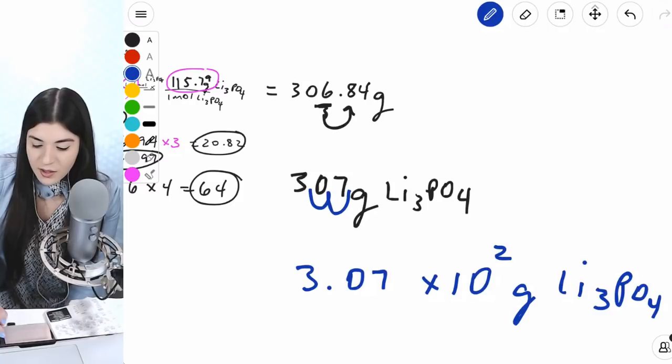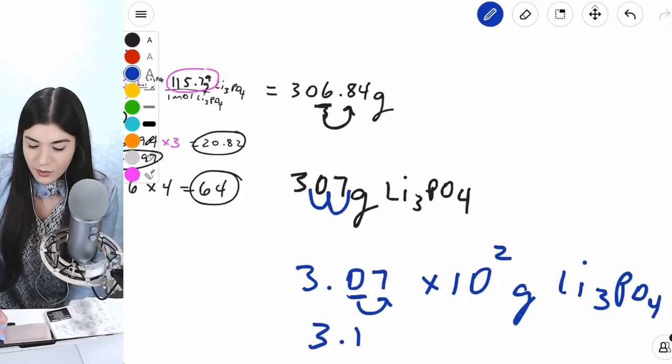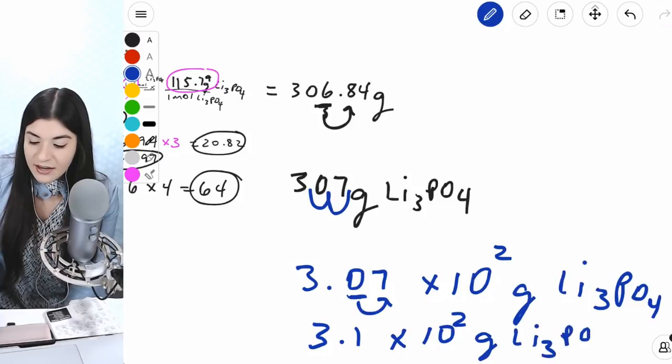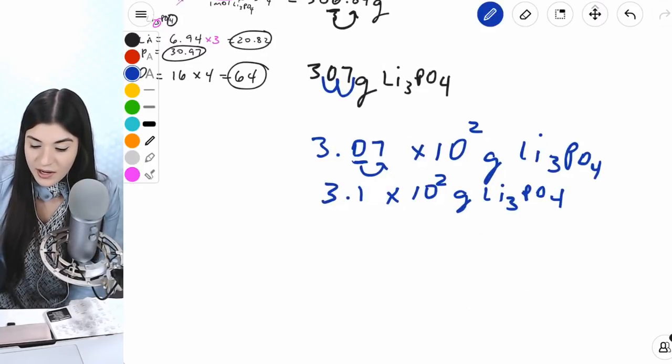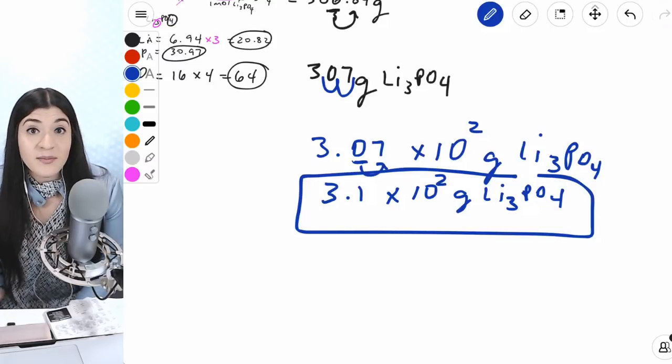Last step, I'm going to round up again, where this would have really been 3.1 times 10 to the second power grams of lithium phosphate. We're finally done. So that's the amount of sig figs you will see, and that's the mass.